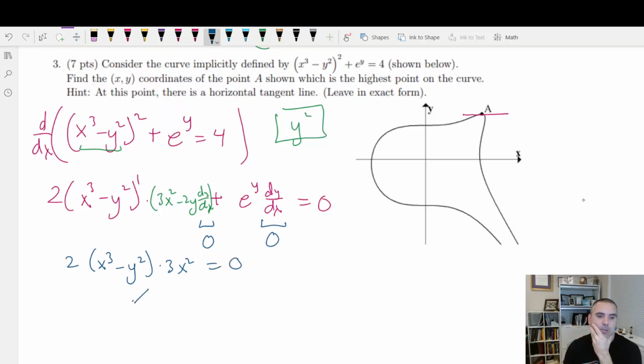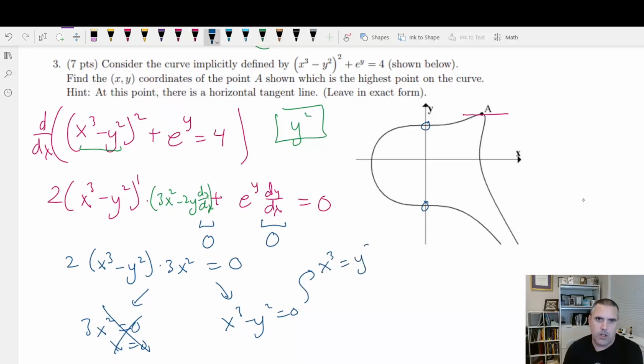And that leads to only two possibilities. Either 3x squared is 0 or x cubed minus y squared is 0. So either x is 0, which is not the case because that's not the one in my picture. That would have been this one or this one. I want to know when this is happening. So we keep going. So I need x cubed equals y squared.